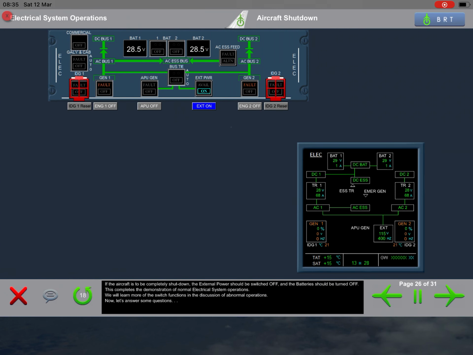If the aircraft is to be completely shut down, the external power should be switched off and the batteries should be turned off. This completes the demonstration of normal electrical system operations. We will learn more of the switch functions in the discussion of abnormal operations.